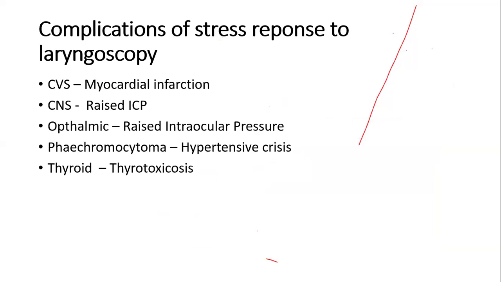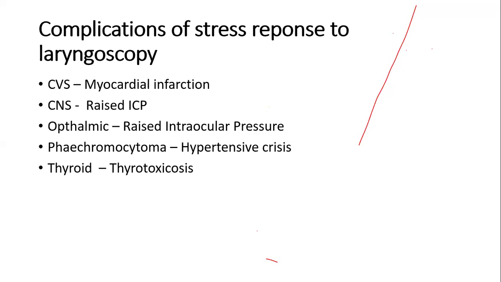So what are the complications of the stress response to laryngoscopy? Now, in the cardiovascular system, when there's an imbalance between oxygen supply and oxygen demand by the heart as a result of increased myocardial activity, this may give rise to a myocardial infarction. In the central nervous system, because of the increased blood flow in patients who already may have a compromise in the blood-brain barrier, a raised intracranial pressure may be serious in this set of patients.